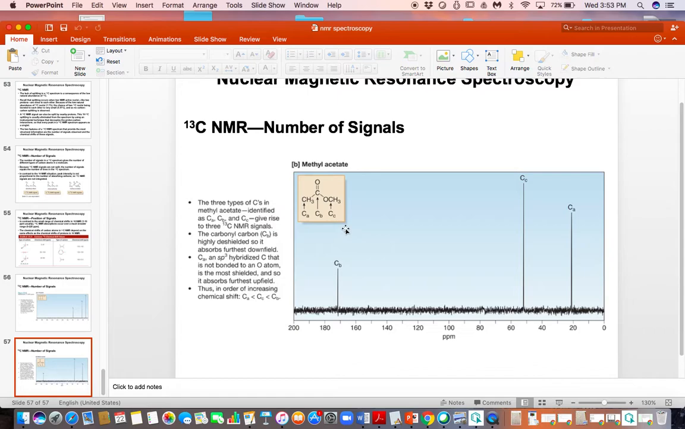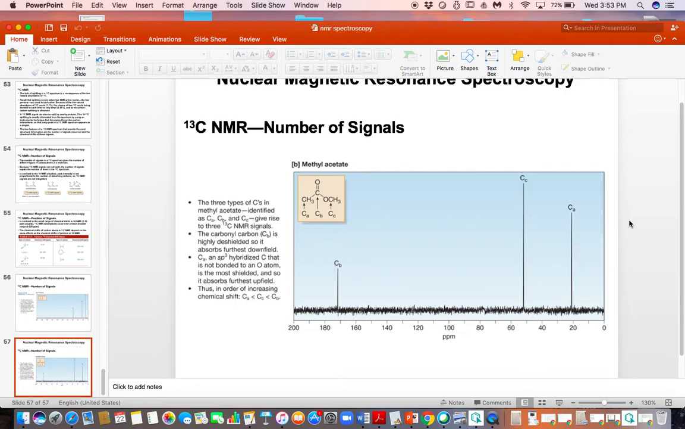Methyl acetate, carbonyl carbon, you'd expect to be way downfield, and it is, carbon B, all right? And then carbon A and carbon C. Carbon C is directly attached to an electronegative oxygen, so it's a little bit further downfield than signal A is.